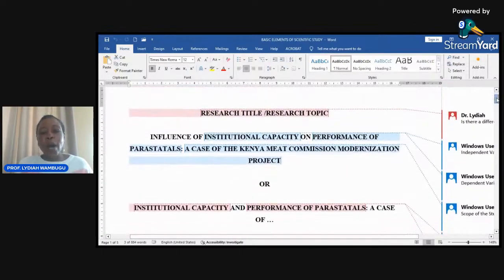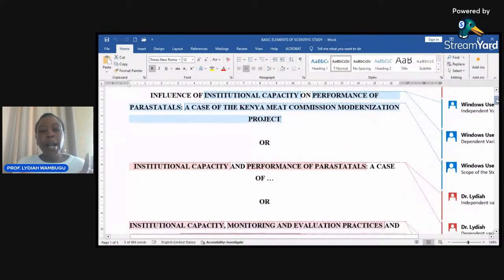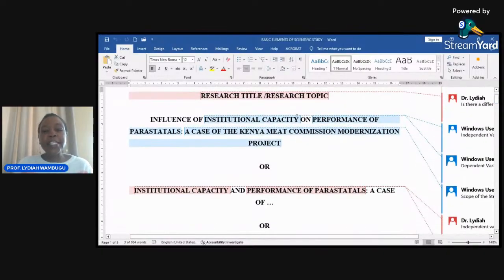So once you have a research problem, then it is from the dependent variable that you are able to identify the variables of the study. It is from institutional capacity, for instance, that you are able to identify the variables of the study. Those are the ones that will enable you to come up with your research objectives, research questions, and the hypothesis. And they are the same ones that you'll use to write your literature review in chapter 2.